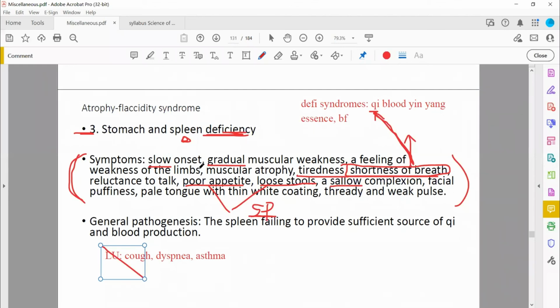Chronic, gradual, right? This one tells you that's a deficiency. If it is an excess syndrome, either there will be acute, severe onset, it happens suddenly. If a slow onset, gradual and chronic, like lasting 1 year, 2 years, 3 years, 10 years, usually that's a deficiency syndrome.